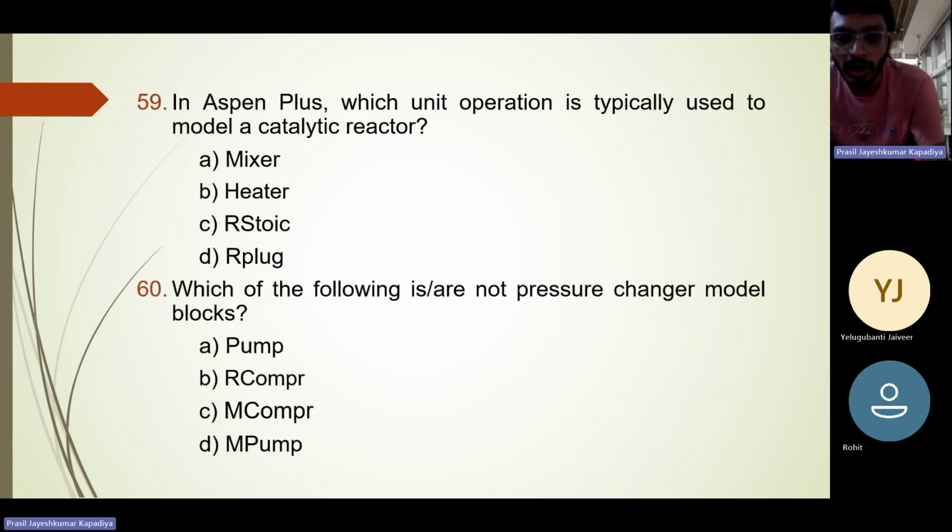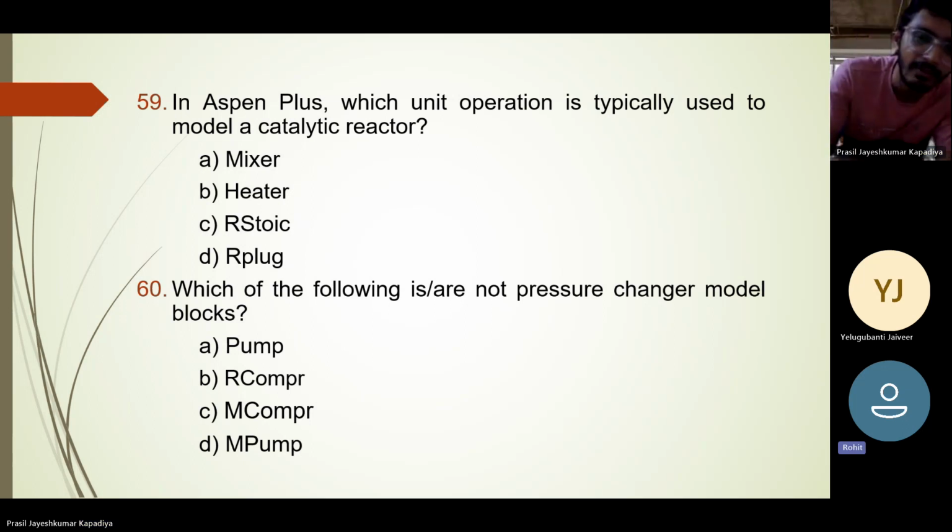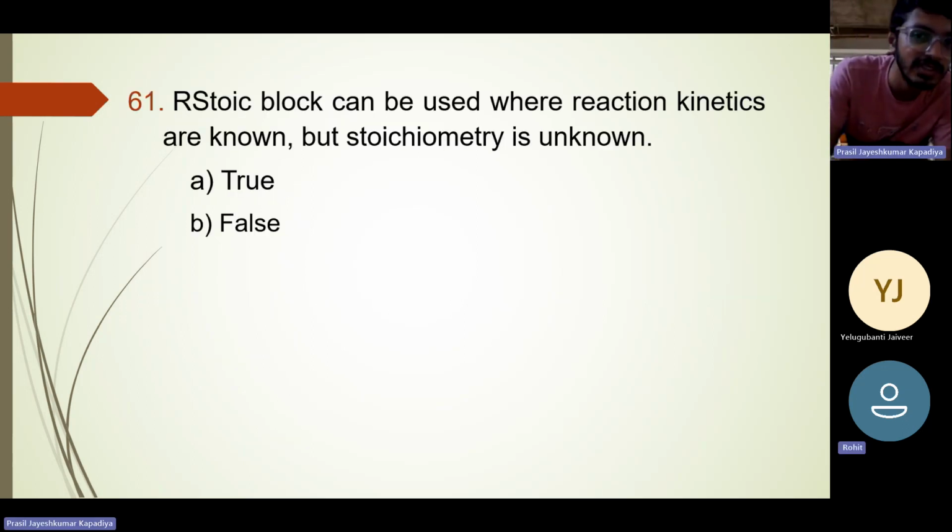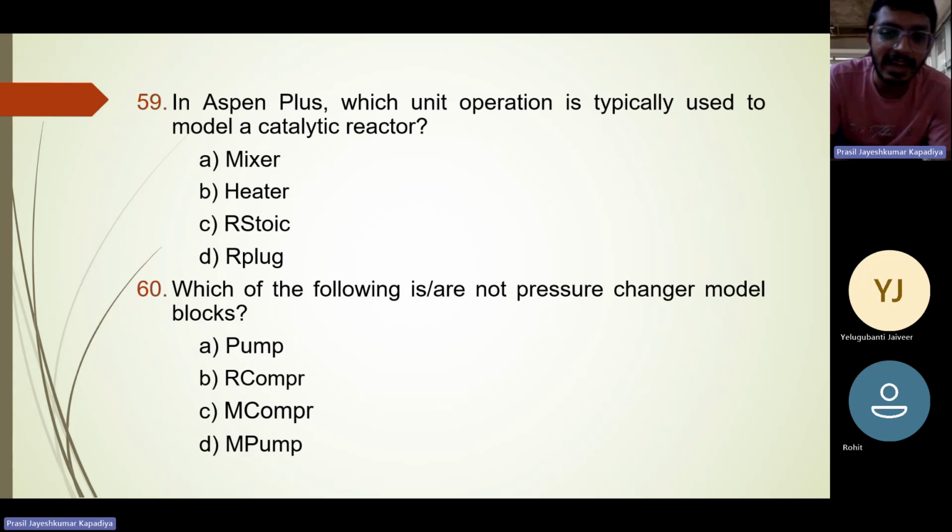Which of the following is or are not pressure changer models? This question is a little difficult. Pump, RCompressor and MPump. There is nothing called RComp. It is just Compr. And there is also MPump. There is nothing called MPump.